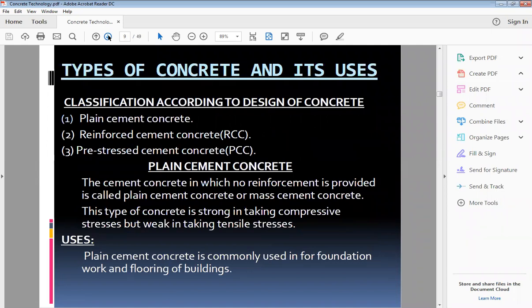Next is types of concrete and their uses. There are different types of concrete we use, depending upon our requirement and place to place. The first one is plain cement concrete. The second one is reinforced cement concrete, that is RCC in short form. And the third one is pre-stressed cement concrete, PCC.